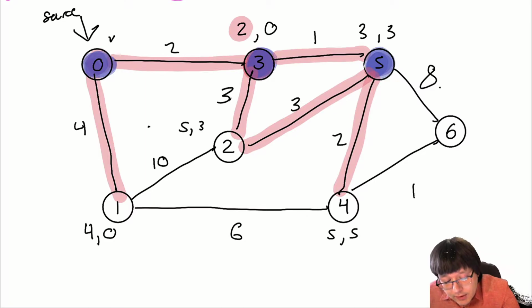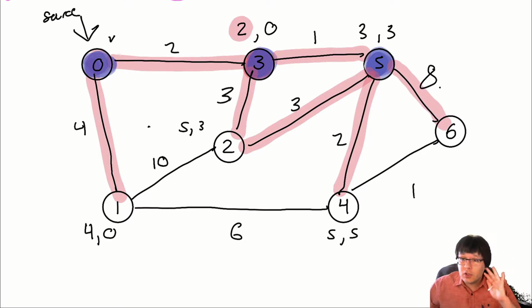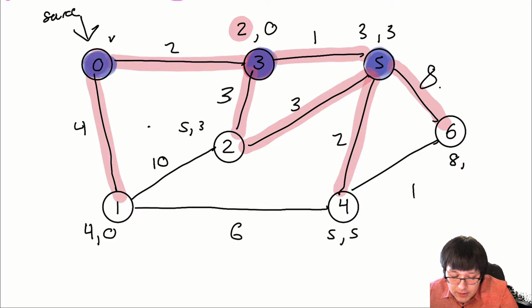Okay. Finally, we got this weight to update. So this weight right here is also easy to update because 6 is right now infinity. So we can just go ahead and say 8, comma, and then the source, which is 5. All right. So that takes care of all of the edges that are coming out of 5. So it's been marked as visited.